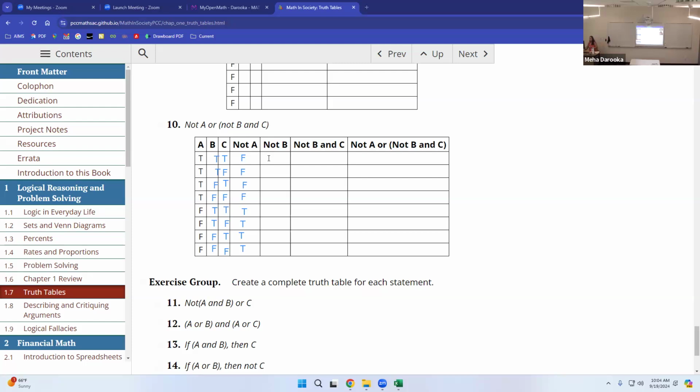All right, guys, so what do you think not B will look like now? The negation on the B column, what will that look like? Give me the order. You're negating the B column, so that's the second column. If you started out with two trues, two falses, two trues, two falses, what will the negation of B have? Two falses, two trues, two falses. Reverse that, yes, because the trues become false when you're doing the negation.